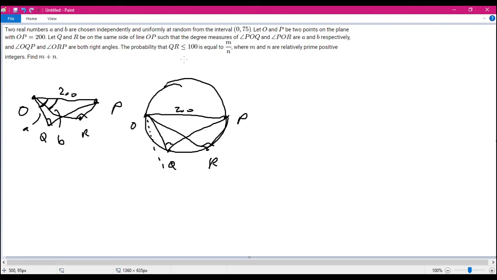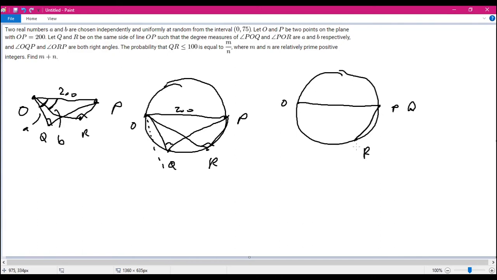Well, we need QR to be less than or equal to 100. Let's think about what happens if it is 100. We have a circle, and we'll put OP again, and we can put Q very, very close to P. So let's just basically put it on P. We want it to be 100 away. So it goes to some point here, that's R. And we'll say this is 100 away. 200 away, circle.